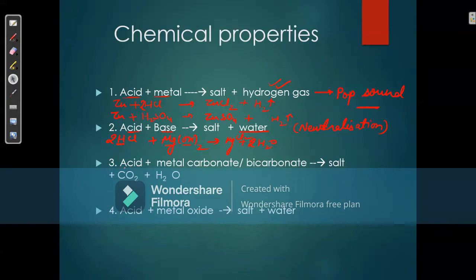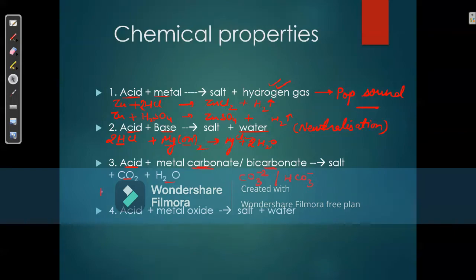We'll move to the next property, and the next property says that when an acid reacts with a metal carbonate or bicarbonate, we always get a salt. Along with this salt, we get CO2 and water. Before starting this reaction, let me tell you what carbonate is. This is the formula of the carbonate ion, and the formula of the bicarbonate ion is HCO3 minus 1.